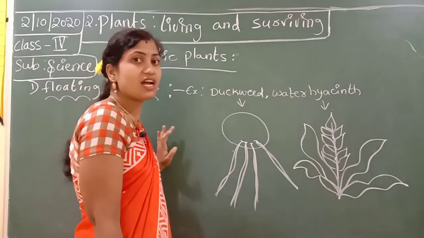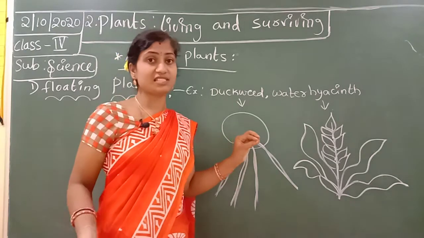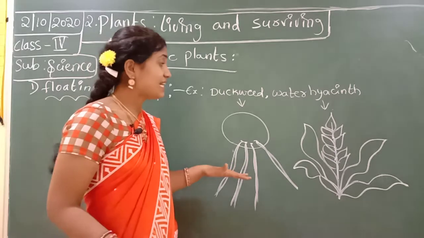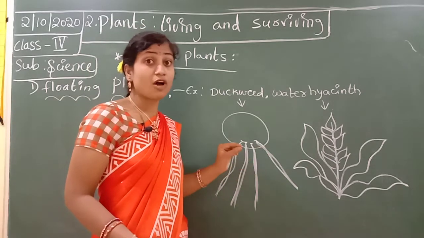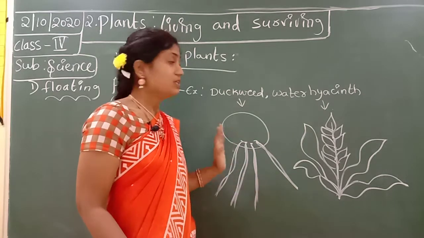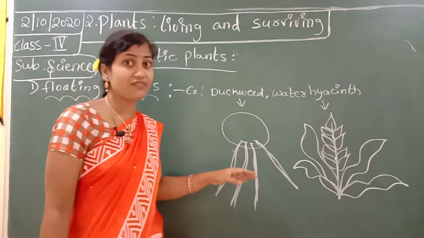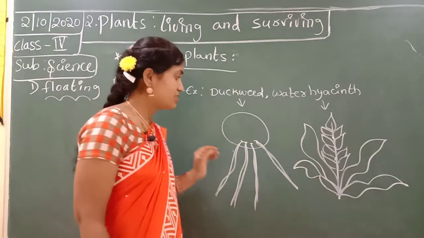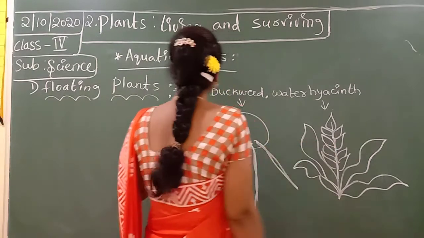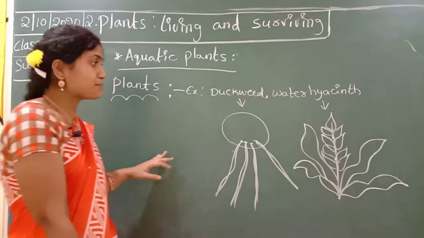Water lettuce is also another such plant. These plants are very light and very small in size. They can float easily in the water, and they can protect some small water animals from the heat of the sun. Okay children, this is the duckweed and this is the water hyacinth. These plants float on the water only.